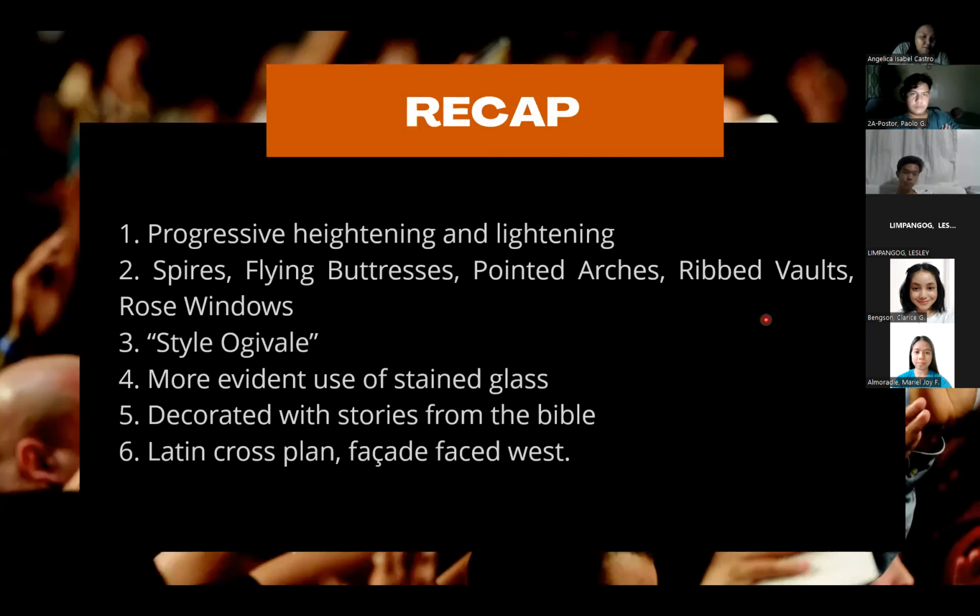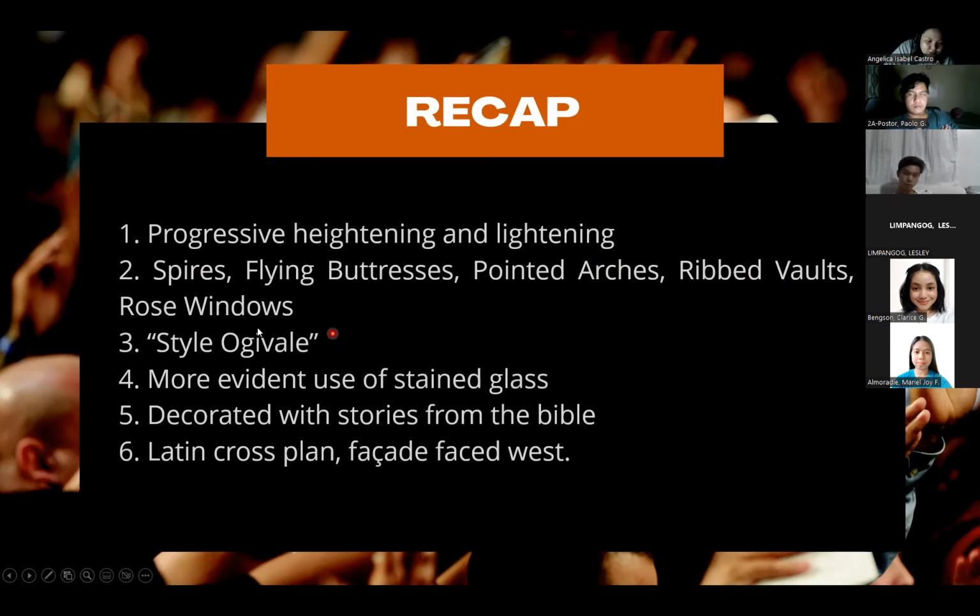Recap, again, when we say height and light, it just means nasa Gothic architecture ka. Remember your keywords? Height and light, heightening and lightening, progressive heightening and lightening of your buildings is the aim of your Gothic architecture. Additional innovations or mga elements na na-introduce during this period are your spires, your flying buttresses, your pointed arches, your ribbed vaults, and your rose window.